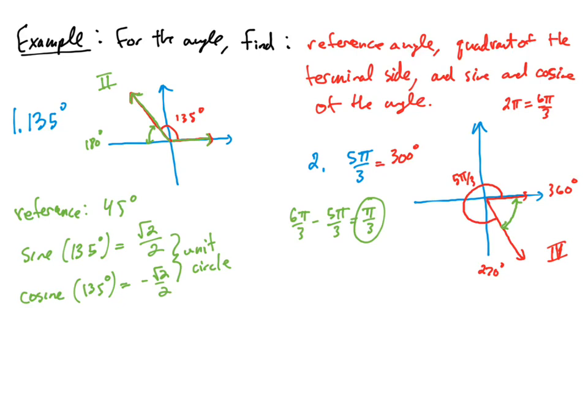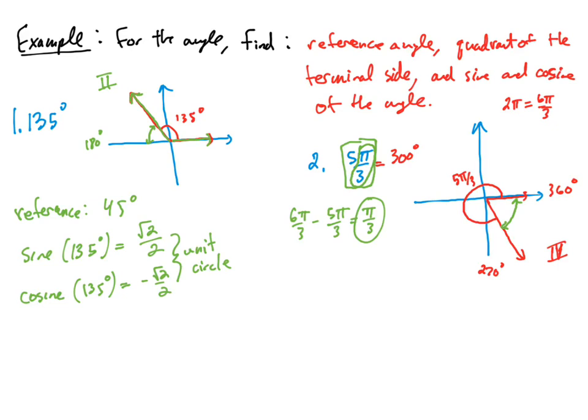One thing you may start to notice when we're talking about reference angles: anytime we have an angle that's in radians, such as this with 5 pi over 3, the reference angle is always just going to be the pi value divided by the given denominator. So that's kind of a shortcut.